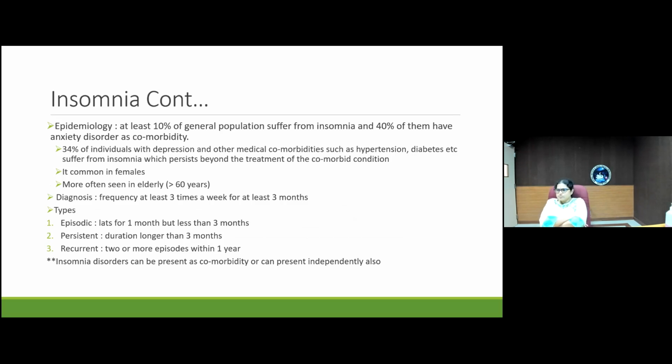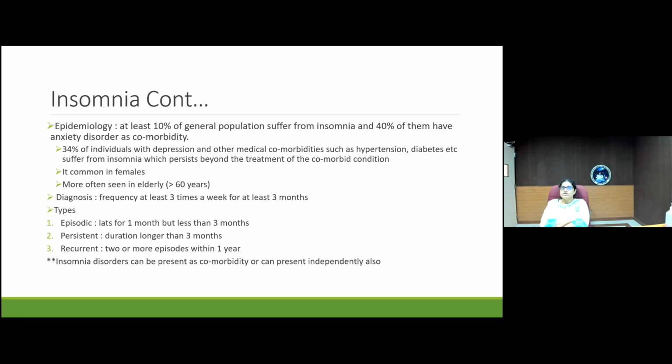So coming to the epidemiology of insomnia, at least 10% of the general population suffer some kind of insomnia, and most often 40% of them have anxiety disorder as a comorbid condition. It has been seen that 34% of individuals with depression and other medical comorbidities such as hypertension, diabetes, etc. suffer from insomnia, which often persists beyond the treatment of the comorbid condition.